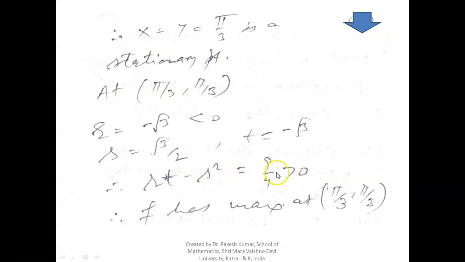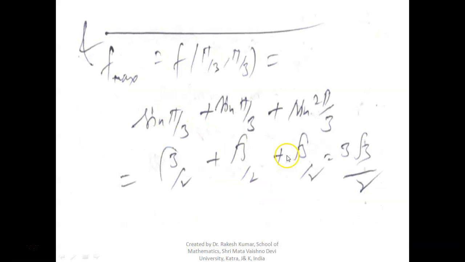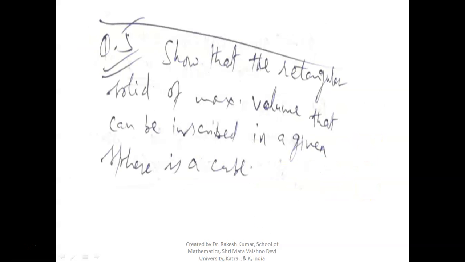Therefore rt minus s square is 9 upon 4, which is greater than 0, and f has maximum at this point, because r is less than 0. And the maximum value of f is this, f of pi by 3, pi by 3. So simply substitute these values in the given equation. I get 3 root 3 upon 2. The next question, question number 5. Show that the rectangular solid of maximum volume that can be inscribed in a given sphere is a cube.